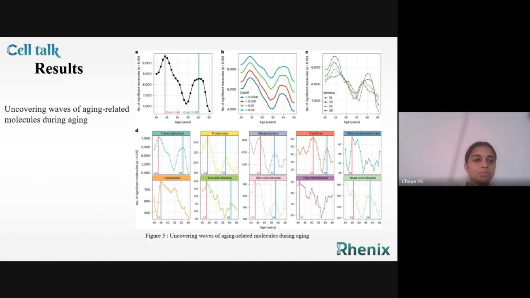And these waves are like milestones in aging, marking times when the body undergoes big changes. Multiple types of biological data, like transcriptomics and proteomics, showed this same pattern, proving it's a systematic change, not just one part of the body.